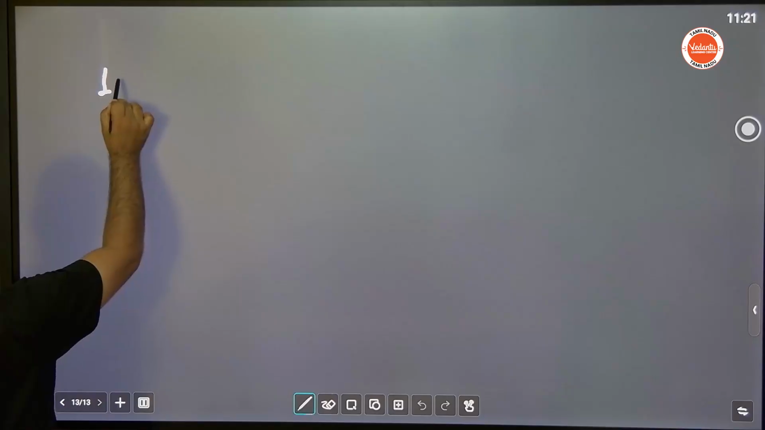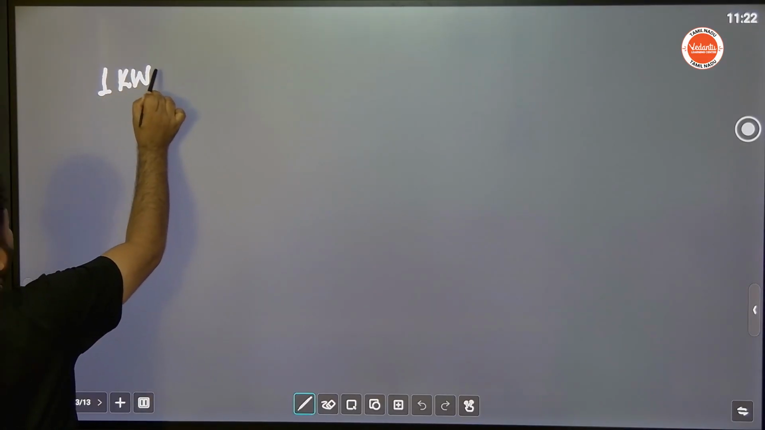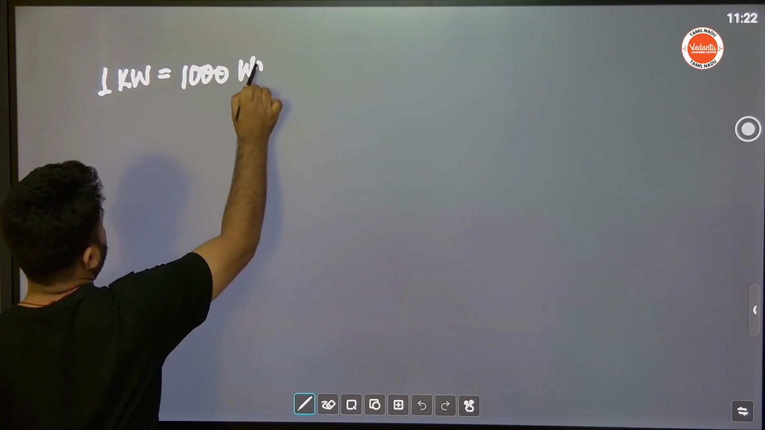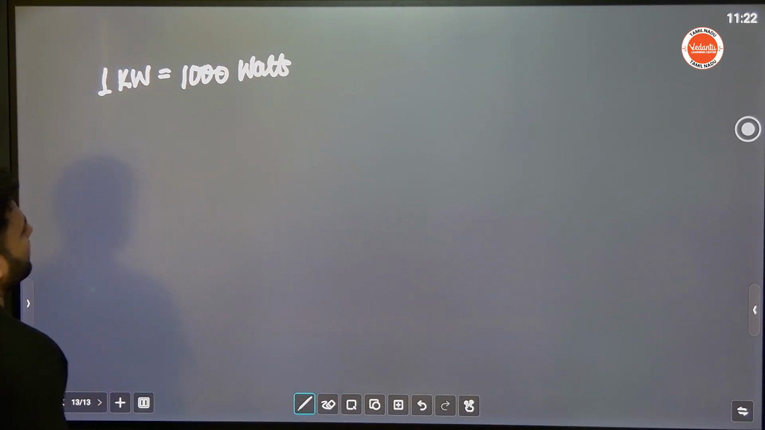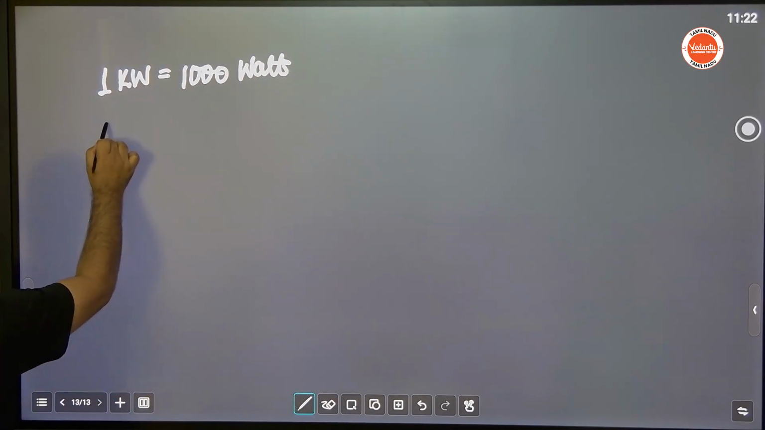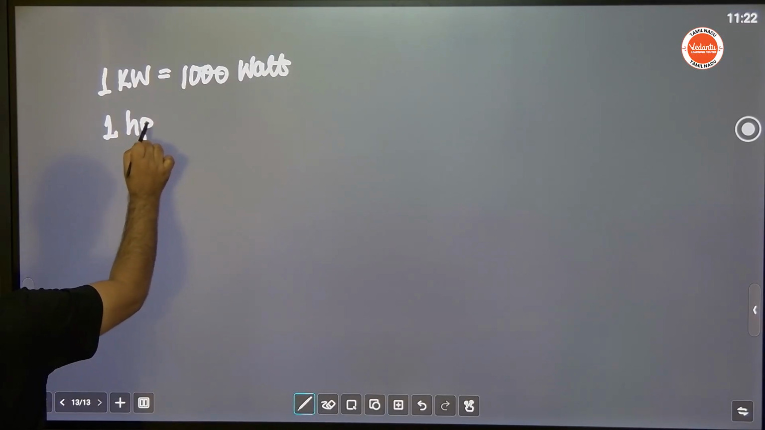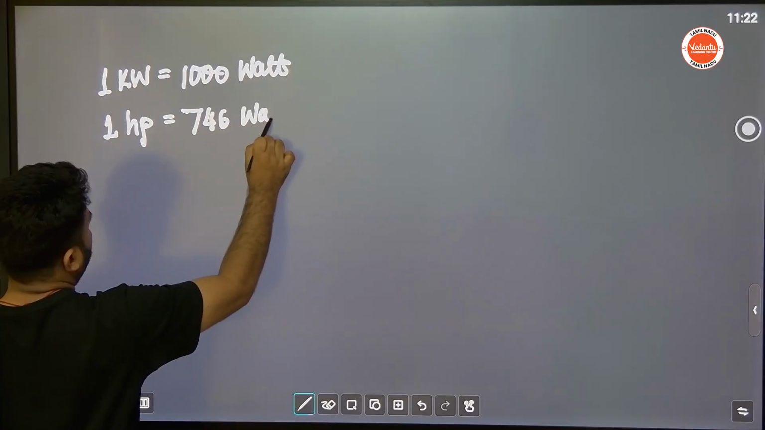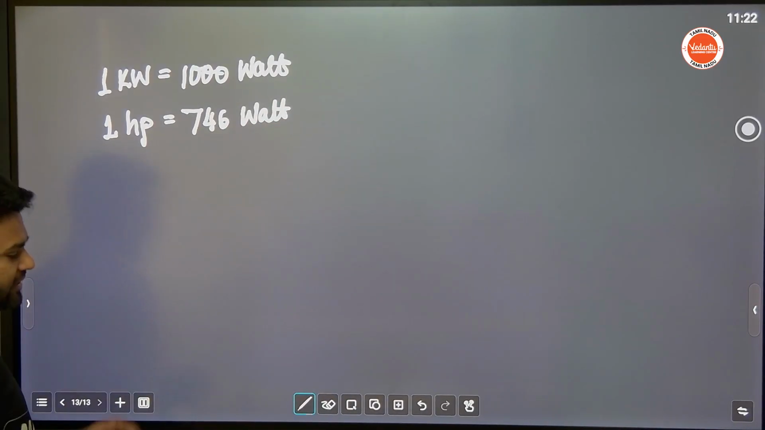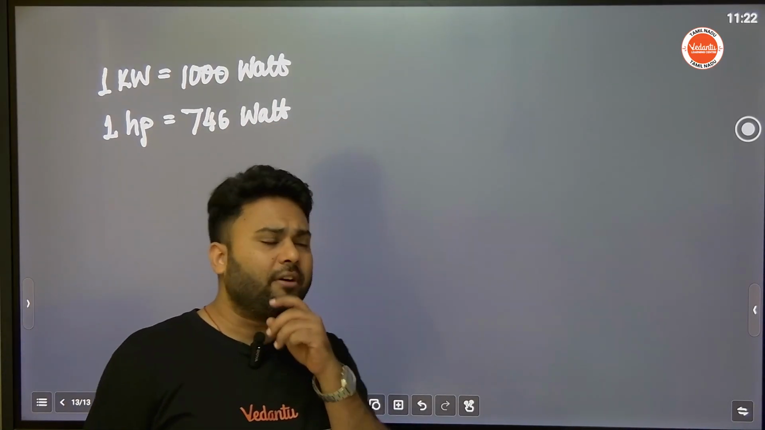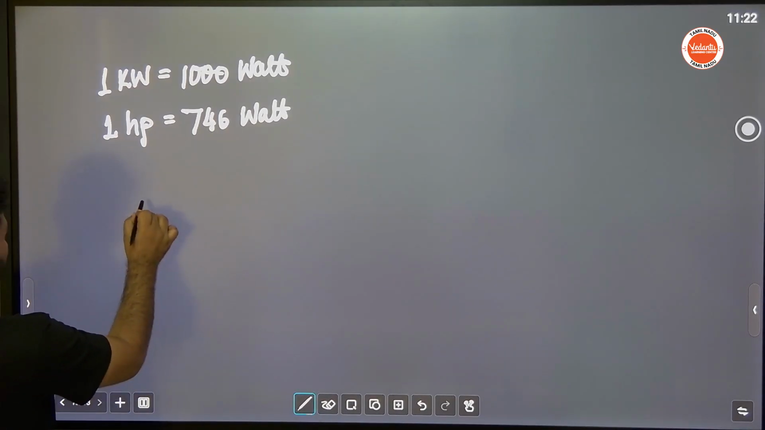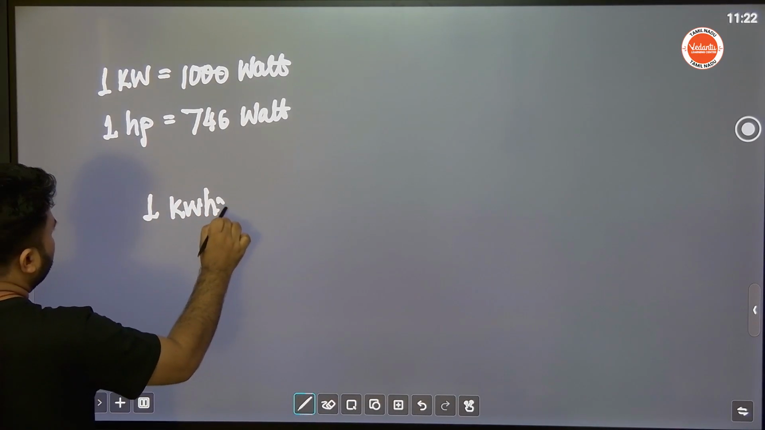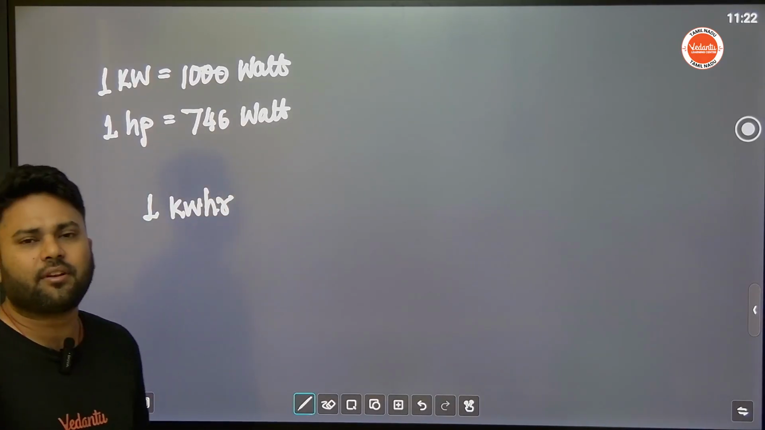You should remember other units of power. Kilowatt, a bigger unit of power. 1 kilowatt is equal to 1000 watt. Correct? Then 1 horsepower, 1 HP, equals 746 watt. Now there is a term which is called kilowatt hour. Now what is 1 kilowatt hour?